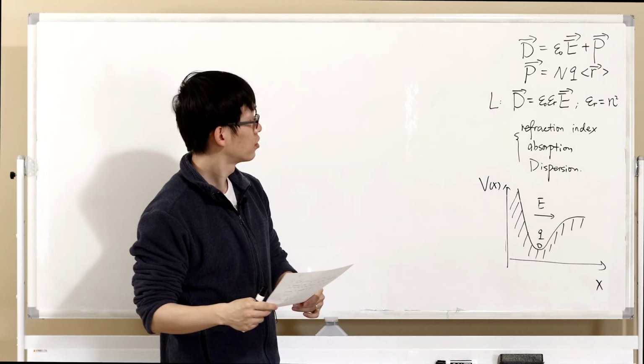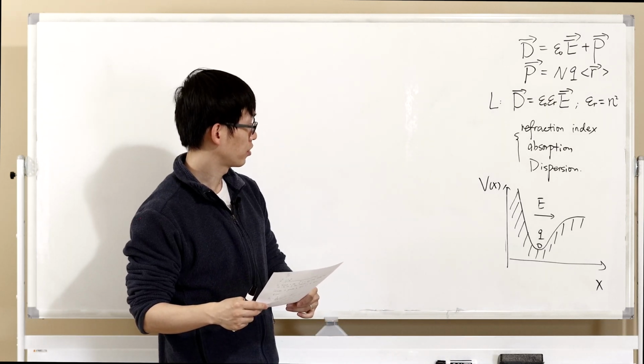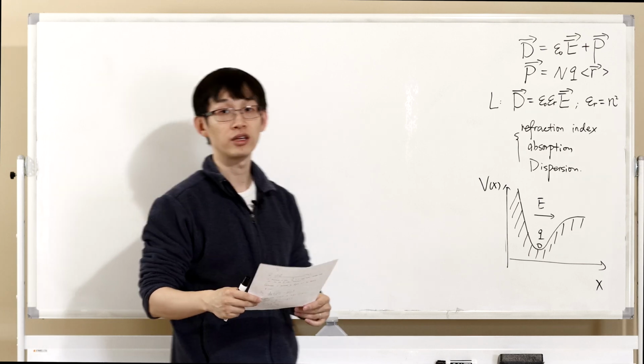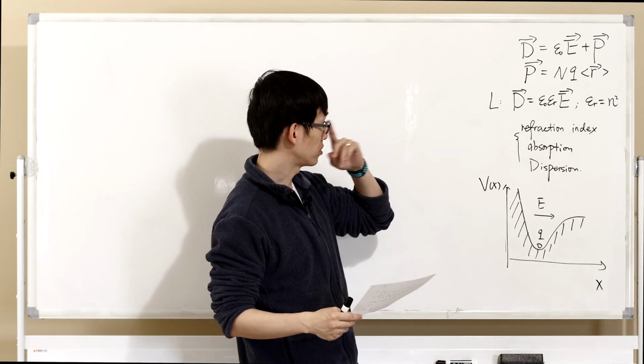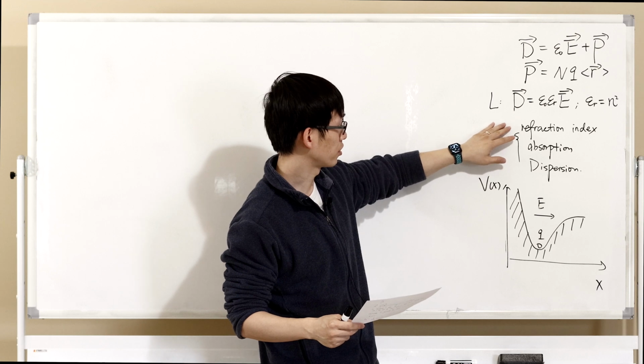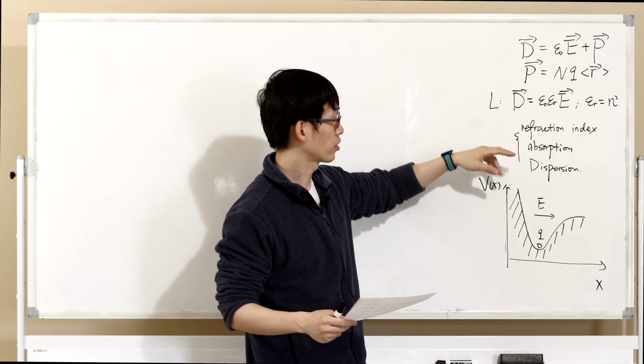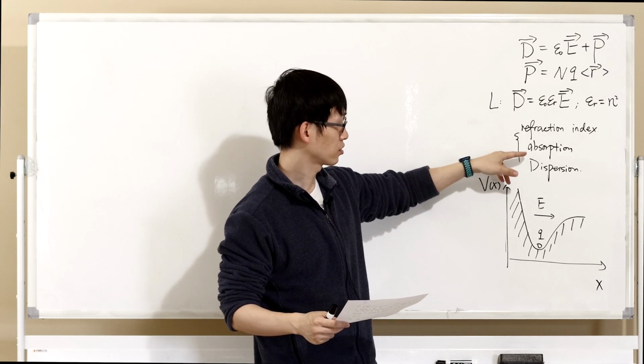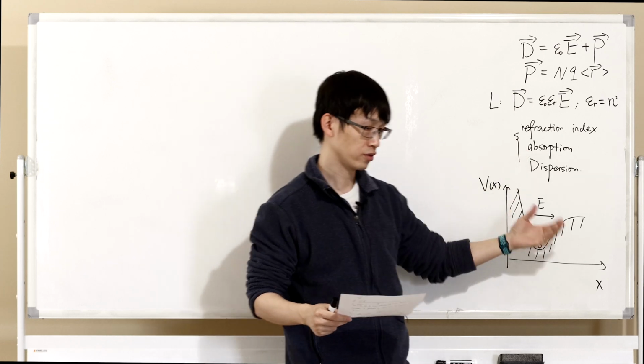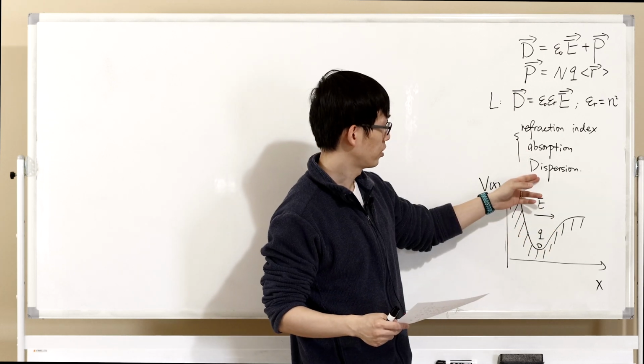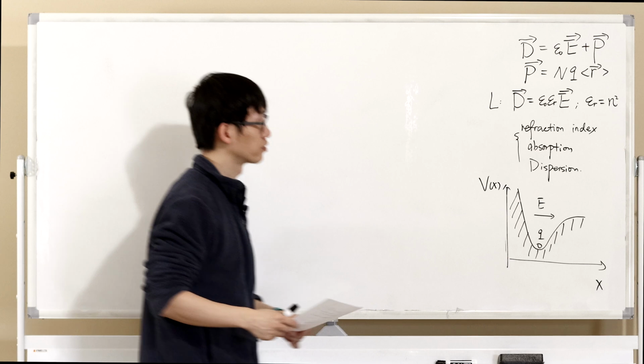So today what we're going to do is to finish the classical linear model of light and matter interaction, and then see, in the classical case, how we can get the refraction index, the absorption coefficient of the material, and also the dispersion feature, okay?